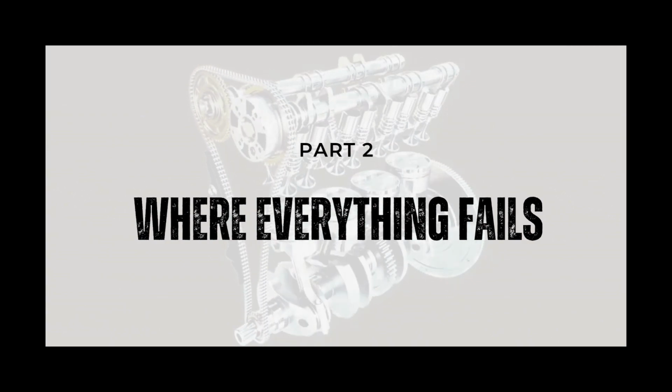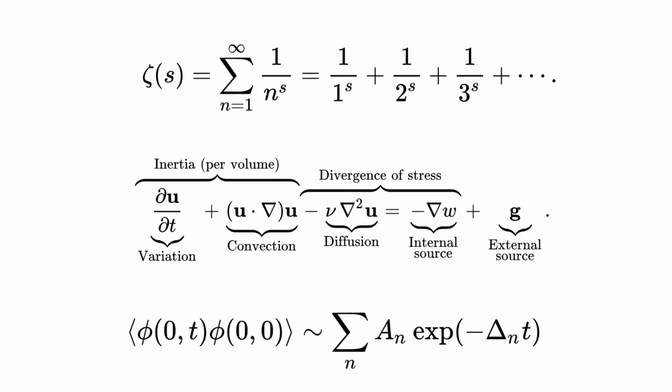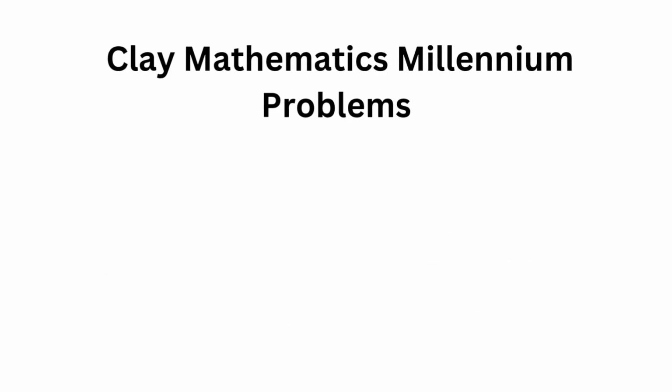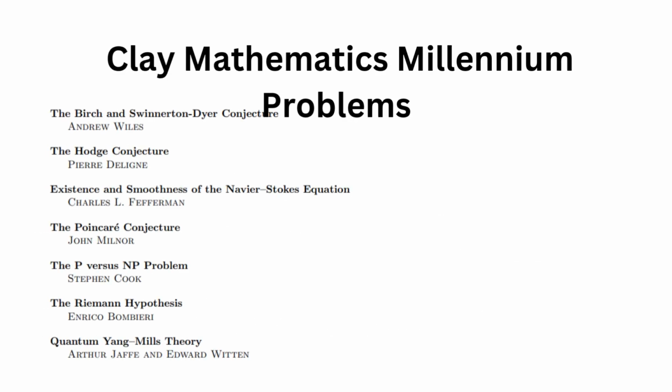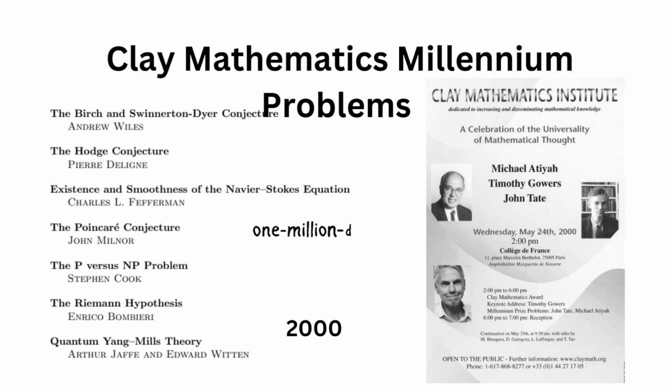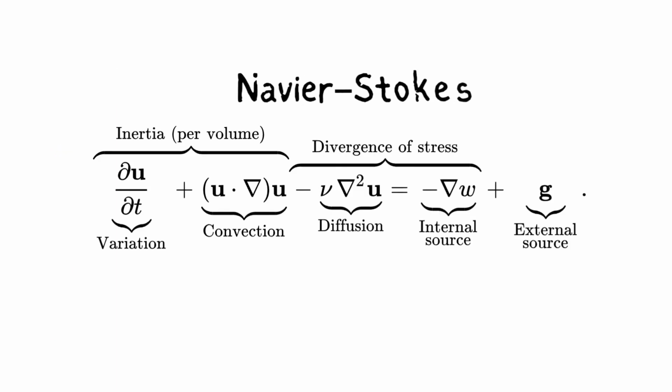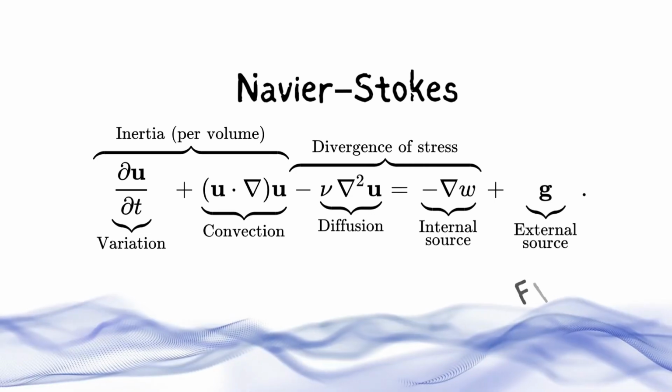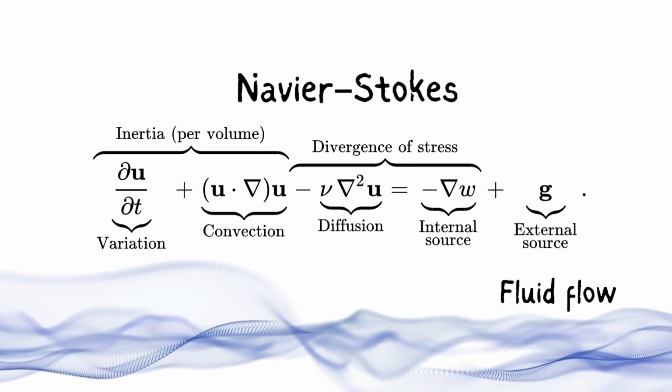Even today, some of the most important equations in physics remain mathematically unsolved. For example, one of the Clay Mathematics Millennium Problems, which are 7 famous unsolved mathematical problems announced in 2000 by the Clay Mathematics Institute, each carrying a $1 million prize for whoever solves them, is related to the Navier-Stokes equation that describes fluid flow in most computational models used today.